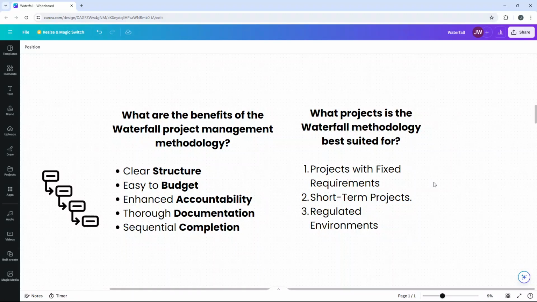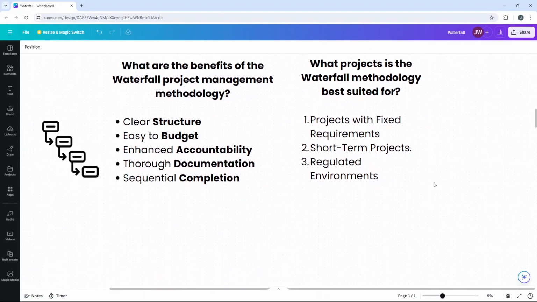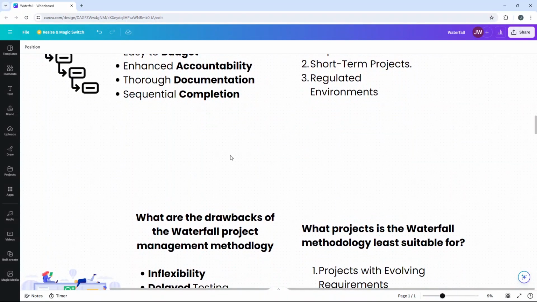So what projects is the waterfall methodology best suited for? Well, any project with fixed requirements, where the scope is well defined and unlikely to change, short-term projects that require a quick turnover and have predictable steps, and projects that operate in regulated environments. So for instance, industries like construction and manufacturing, where strict compliance and sequential steps are necessary. So those are the benefits.